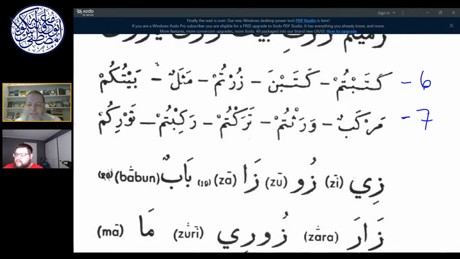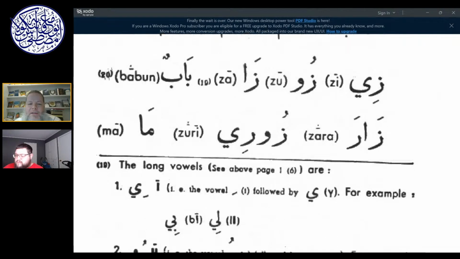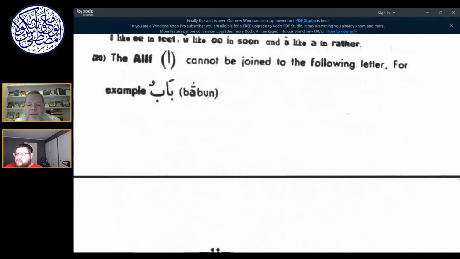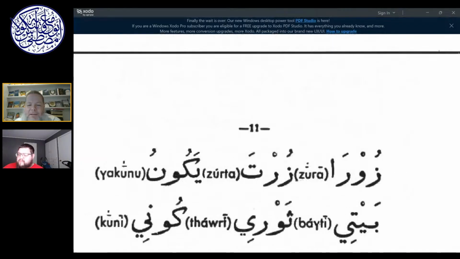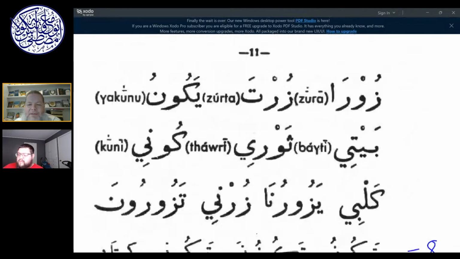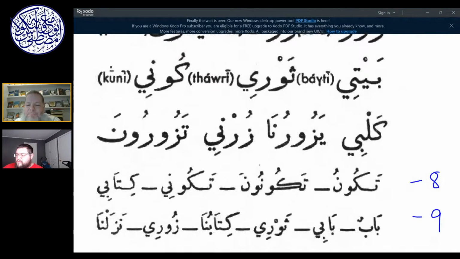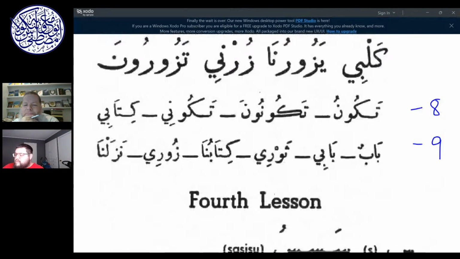Exactly, excellent. Then we had the letter Z, right? And we had the aleph. It's still in the meem, but they introduced the aleph for the long aleph. That's what it is. We could do number 9, inshallah. All right.